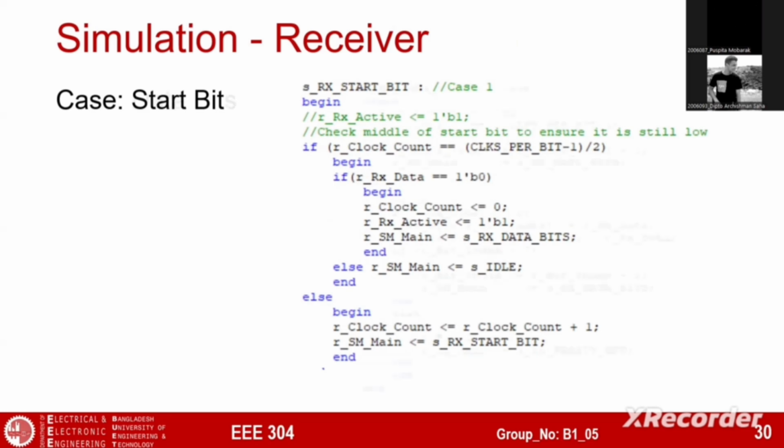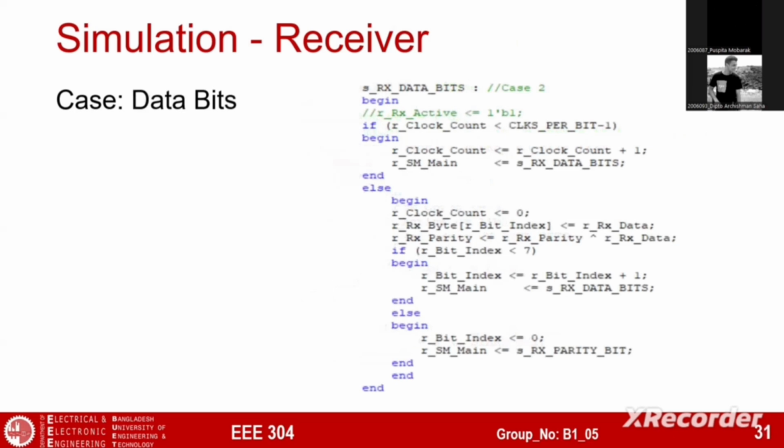So we have shown the data bit state here, and in the data bit it also stays certain clock cycles, and the data bit is received here, that is the RRX byte, and R bit index is equal to RRX data. We are also keeping the count of the bit index because we have to receive 8 bits. And again there is the RRX parity here. RRX parity is equal to RRX parity XOR RRX data. Why are we doing the XOR? We are doing the XOR to keep the count of the parity.